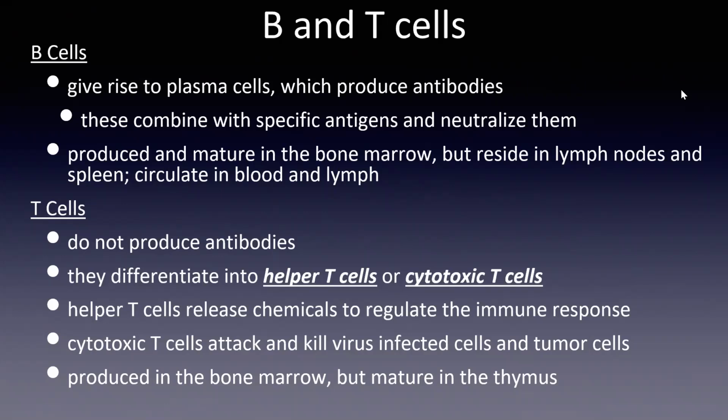So that's the differences, or similarities as well, between B and T cells. So how are they different? Well, the B cells produce antibodies, T cells don't. They're similar in that they both are produced in the bone marrow, but they're different because the B cells mature in the bone marrow and then T cells mature in the thymus. And like I said, they're both super helpful in immunity, keeping you healthy.